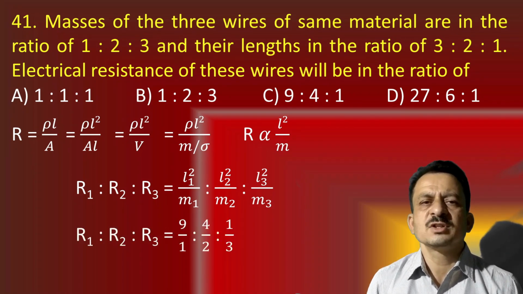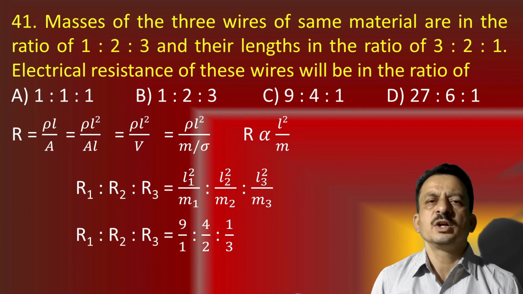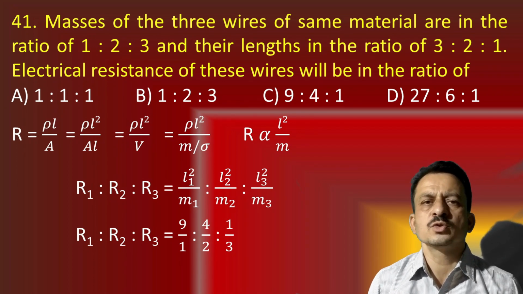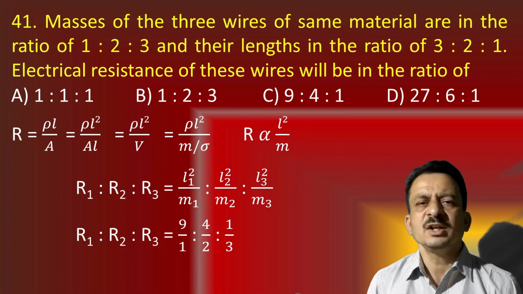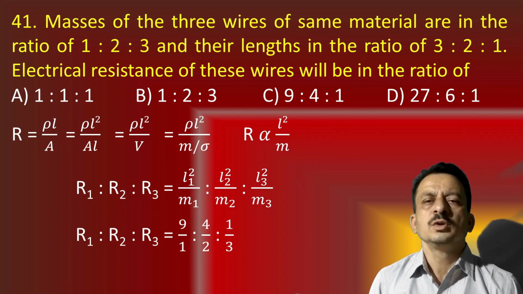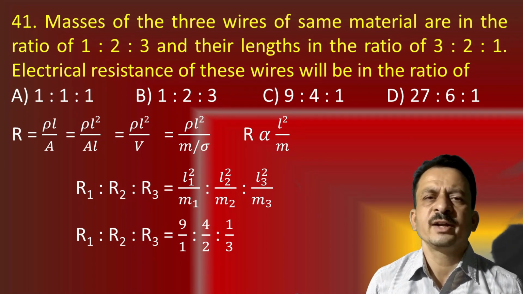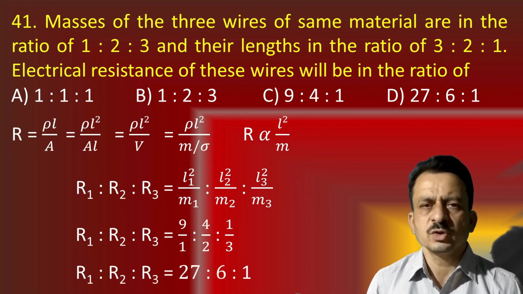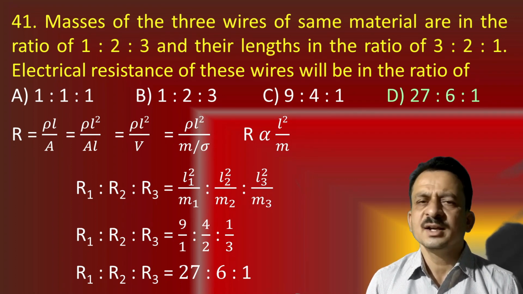So 3 is L1, L1 square is 3 square, that is 9, divided by M1 which is 1, is to L2 is 2, so L2 square is 4, divided by M2 which is 2, is to L3 is 1, so 1 square is 1, and M3 is 3. Therefore we get 9 is to 4 by 2 is to 1 by 3. Now if you multiply the right hand side by 3, you will get 27 is to 6 is to 1. Therefore R1 is to R2 is to R3 is equal to 27 is to 6 is to 1. Hence D is the right answer here.